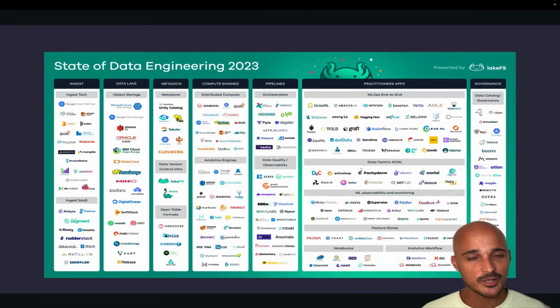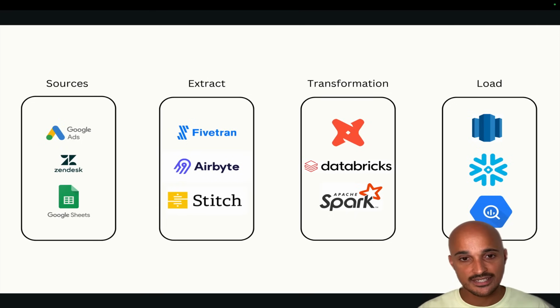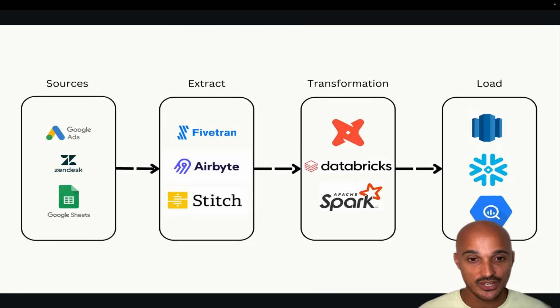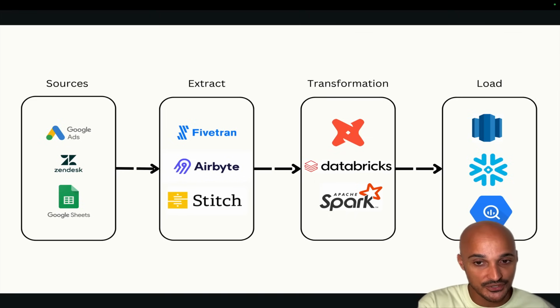Let's take a look at a typical example. Imagine that you have those sources and you want to extract the data using Fivetran, Airbyte, or another tool, then transform the data with DBT or Databricks and load the data into a data warehouse like Snowflake. The point is, you have 2 things to solve here. The first one is, how do you integrate those tools so that they work together? And the second one is, how do you connect the dots between those tools so they are executed in the correct order? You want to extract the data first, then transform the data and load this data.